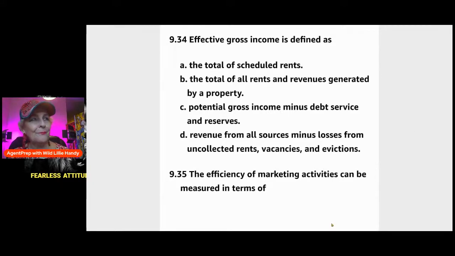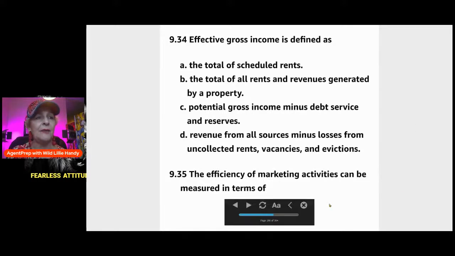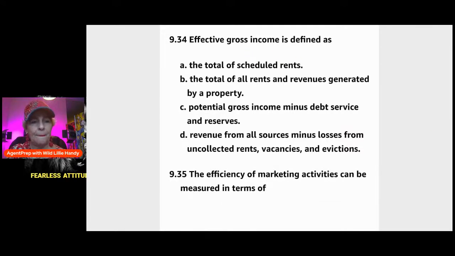All right, number 30. 934. Effective gross income is defined as A, the total of scheduled rents, B, the total of all rents and revenues generated by a property, C, potential gross income minus debt service and reserves, or D, revenue from all sources minus losses from uncollected rents, vacancies, and evictions. Effective gross income.